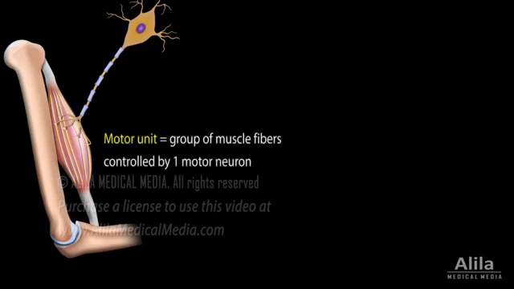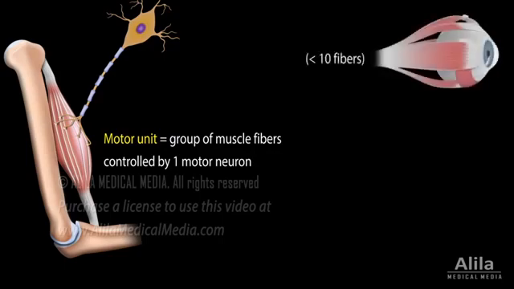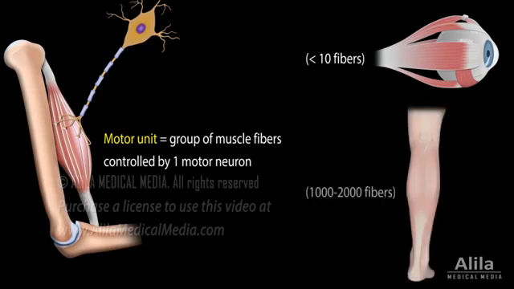A motor unit can contain anywhere from just a few muscle fibers to thousands of them. Small motor units are found in muscles that require finer control, for example, muscles that are responsible for subtle movements of the eyes. Large motor units are found in larger muscles that require strength, such as muscles of the arms and legs.